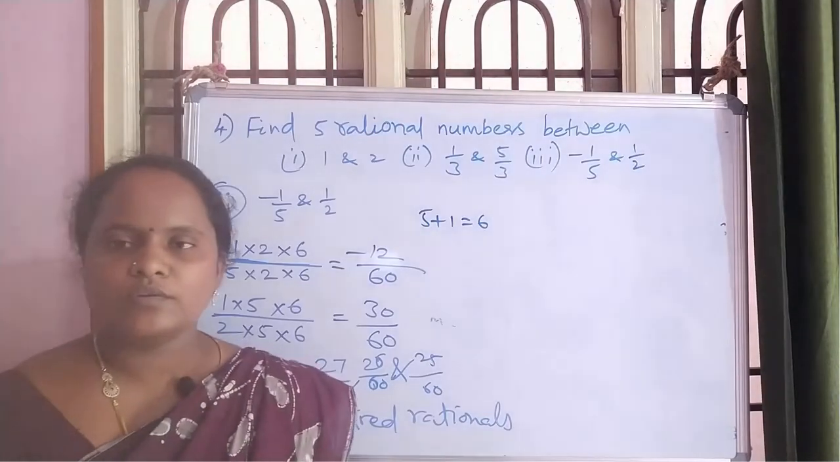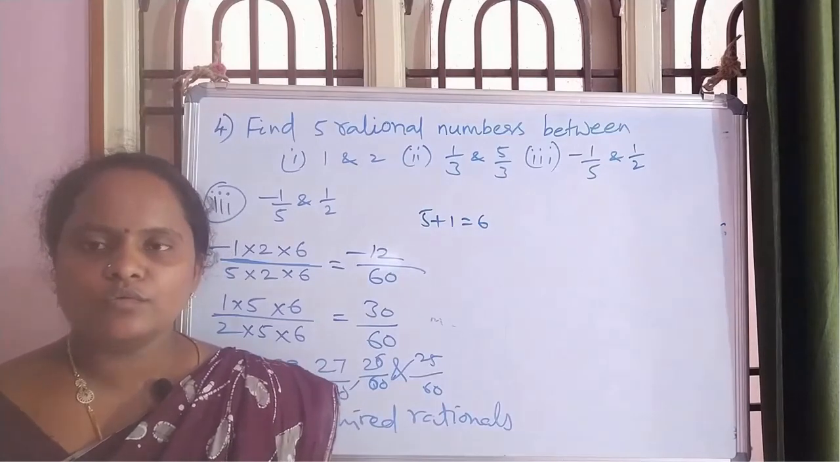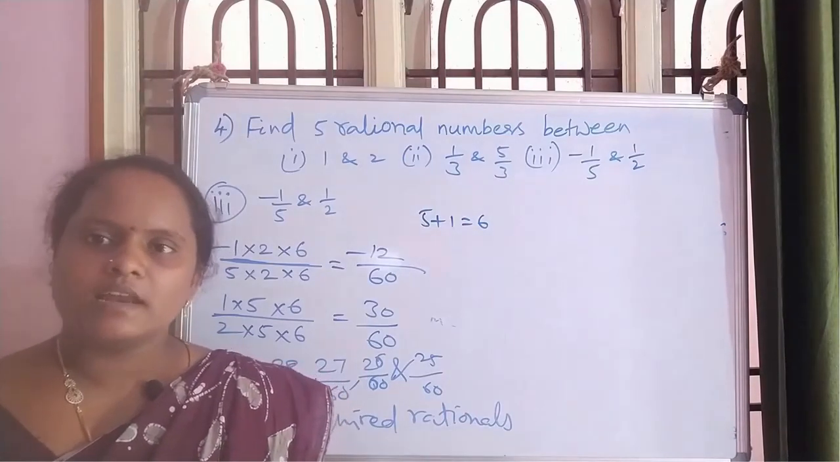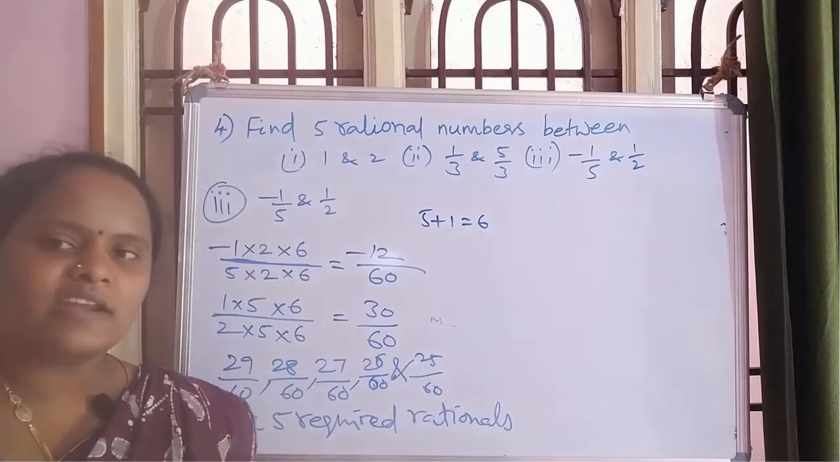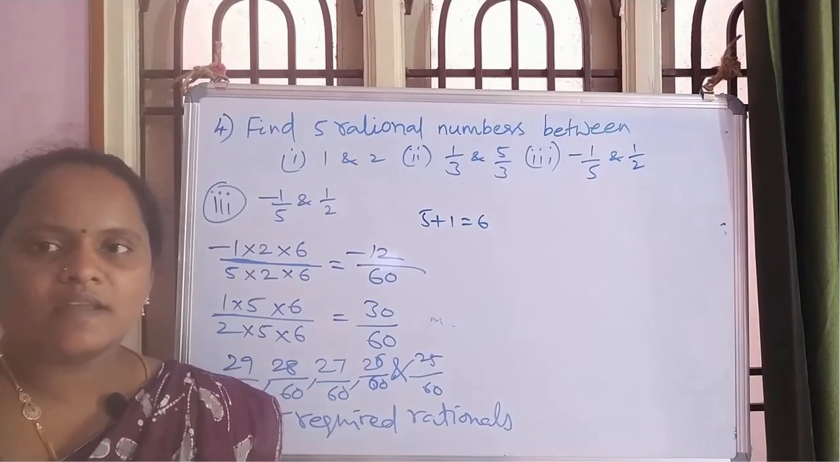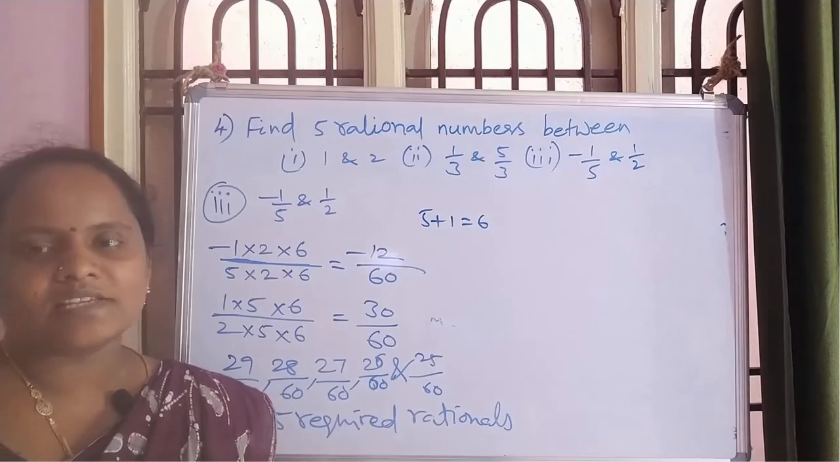So in today's class we have seen 2 types of problems. One is representation of rational numbers on the number line. The second one is finding the required rational numbers in between 2 given rational numbers.